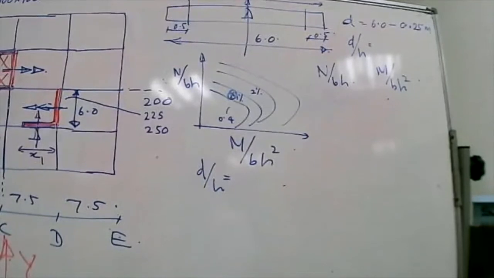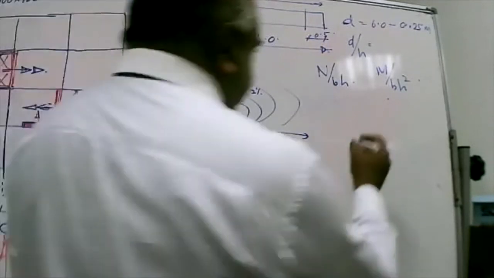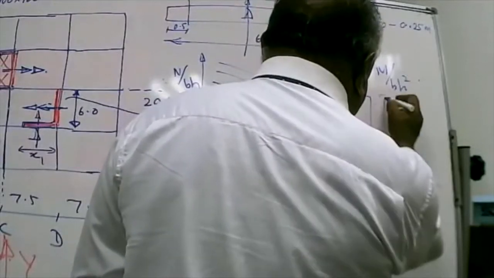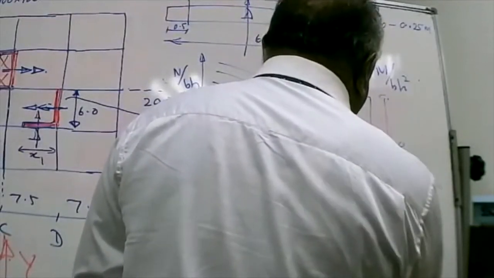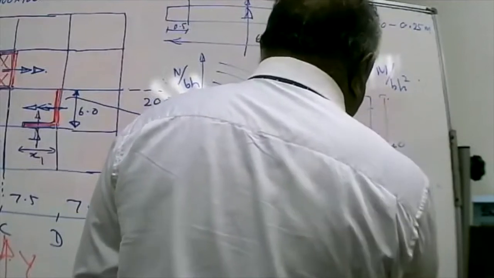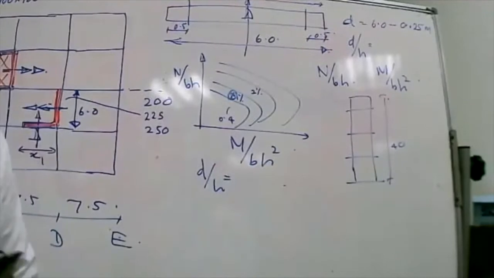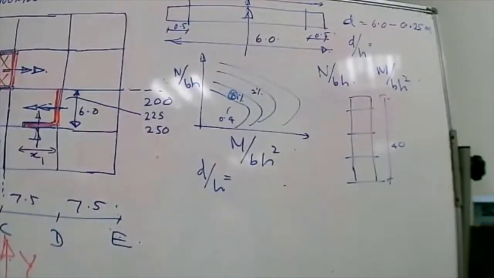So if you want to reduce the reinforcement, we can see the tall wall, 40 meters tall. You can select different sections and calculate N and M at each level. And then based on that, you can reduce the reinforcement.